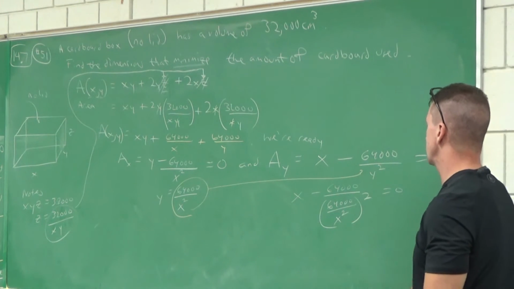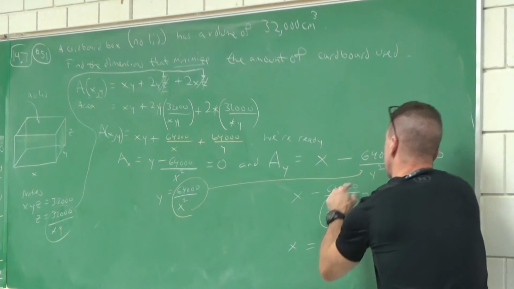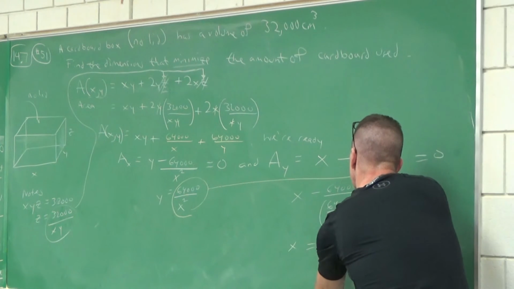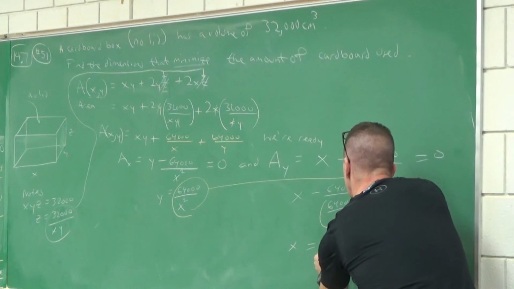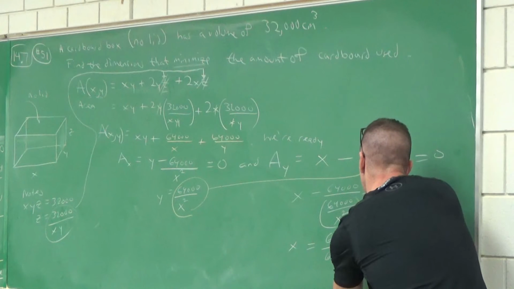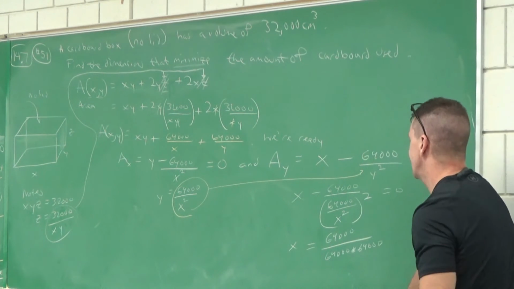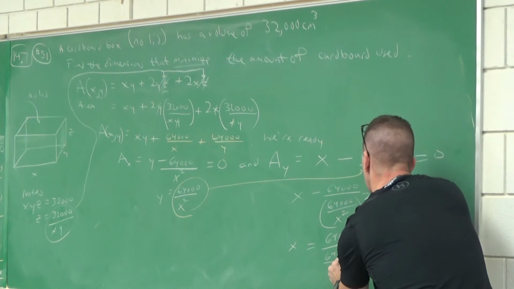Okay, maybe I'll set these equal to each other. X now equals 64,000 over 64,000 times another 64,000, right? Over x to the 4th.